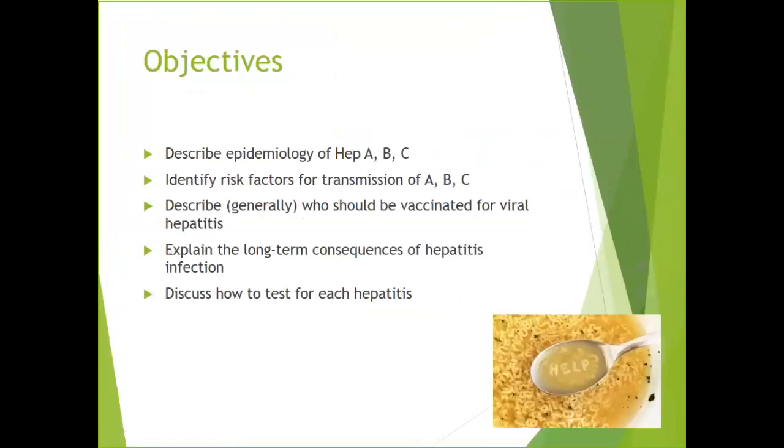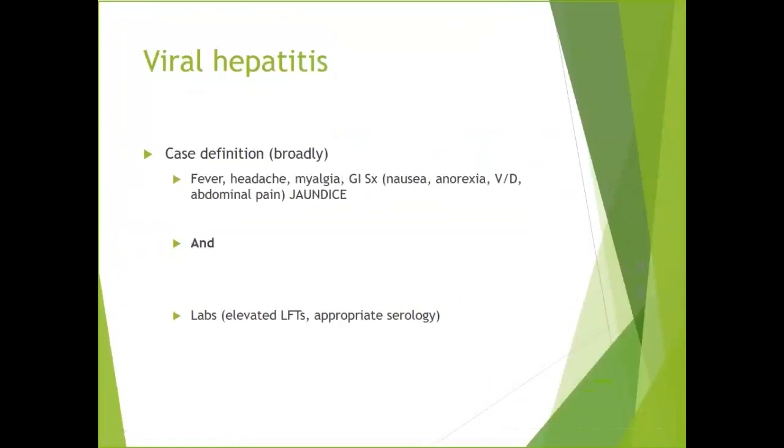Okay, so our objectives today, we're going to talk a little bit about the epidemiology of hepatitis A, B, and C. We'll talk about some of the risk factors for A, B, and C. We'll describe sort of generally who should be vaccinated and which ones we can vaccinate for, because we cannot vaccinate for all of them. We'll talk about some of the long-term consequences, and we'll just talk about how to test for each of the hepatitides.